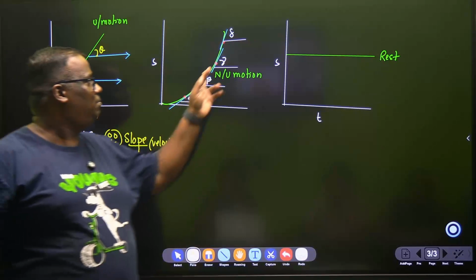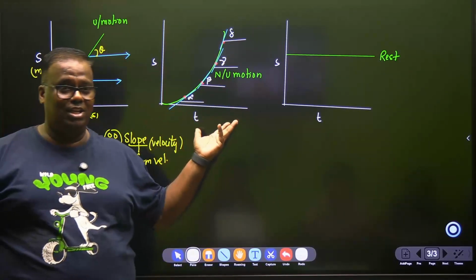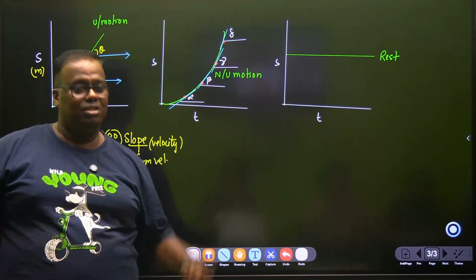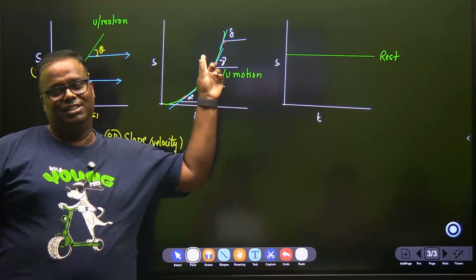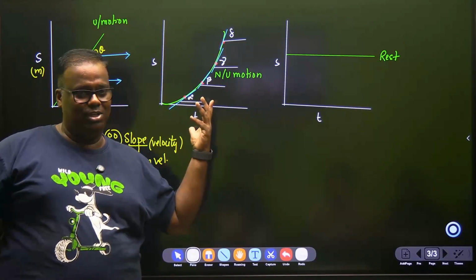So if they are representing velocities, what is the nature of the velocity? Slope represents velocity. And the slope is continuously increasing. So the velocity is like a Yamaha, whoom, whoom, whoom, it's going like that. The speed is increasing. You have to feel the graph the way you do it.